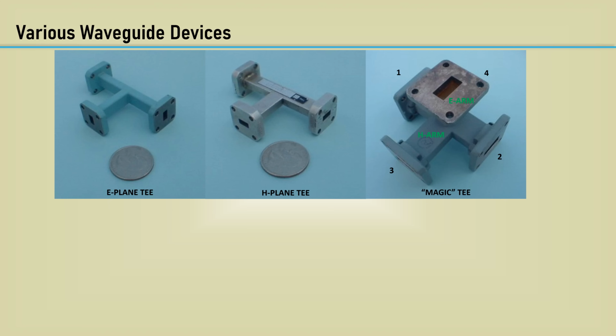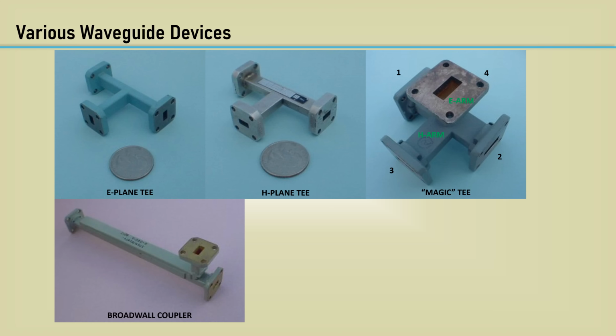A signal injected into the H-plane port will be divided equally between ports 1 and 2 and will be in phase. A signal injected into the E-plane port will also be divided equally between ports 1 and 2, but will be 180 degrees out of phase. If signals are fed in through ports 1 and 2, they are added at the H-plane port and subtracted at the E-plane port. Waveguides also make good couplers.